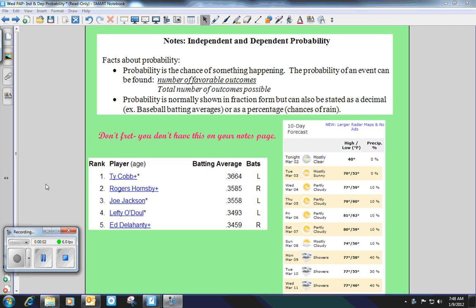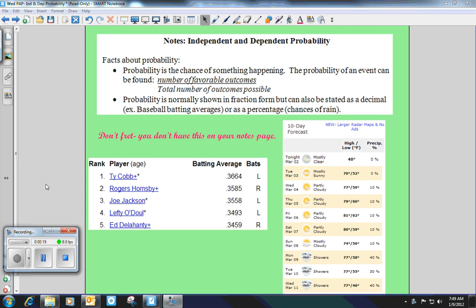We've been talking for the last 2 days about probability, and so far we've done simple events. Today we're going to continue with independent events, which we did a little bit of yesterday, and then we're going to talk about dependent events. So today is independent and dependent probability.